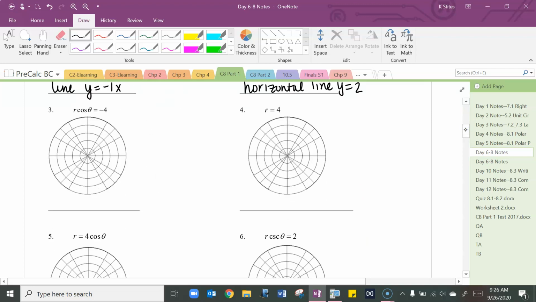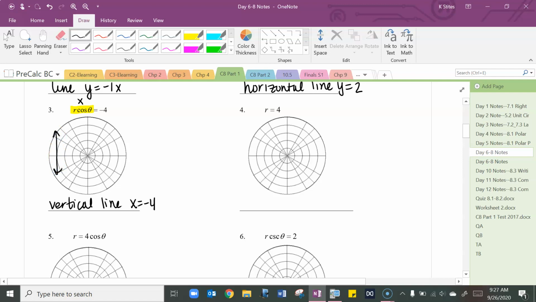All right, so then number 3. Number 3, cosine theta, we should know, is x. So this is not a horizontal line, it is a vertical line. And we'll just go 1, 2, 3, 4, and then there's your line.